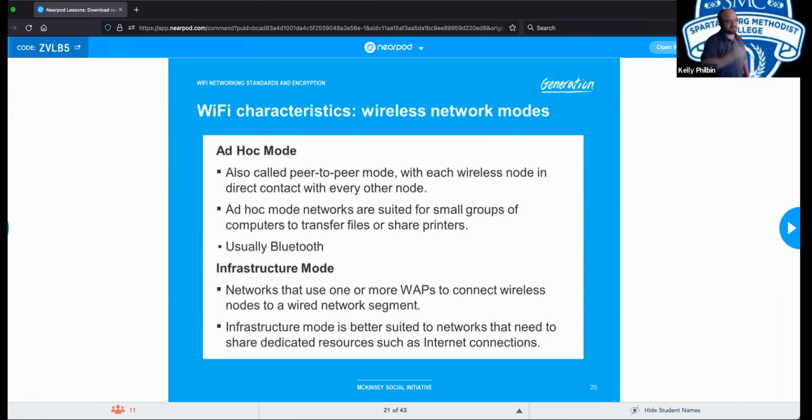So yes, in infrastructure mode, that is where you're essentially going to have multiple WAPs throughout the entire building. You're going to have a main control device that you're going to use to communicate with all those other WAPs. Ad hoc mode, that is basically you're not using a router, it's direct connections between you and other computers or phones or what have you. Marvin has a pretty great example of this with regards to cruise ships, if he is available to talk about it, because he's the one who brought that one to my attention.